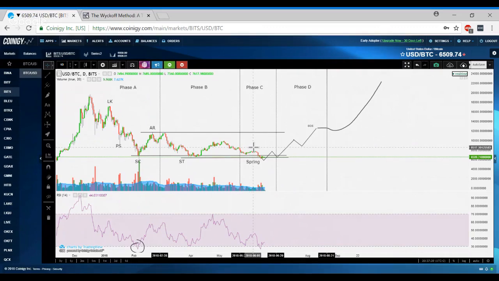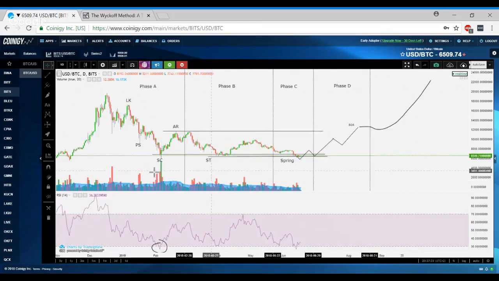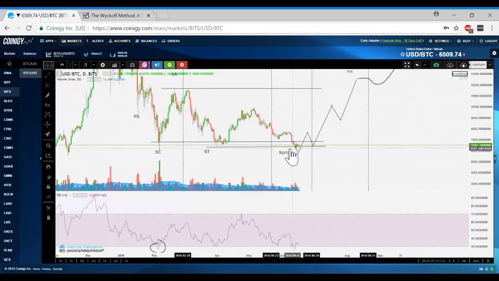I don't know how much longer this will take. If we zoom in, you will see that currently we are in a price action level that is lower than the secondary test. So in essence, this could potentially count as a spring, although I would personally prefer to visit the 6,000 or 5,800 levels and then push back up above support.